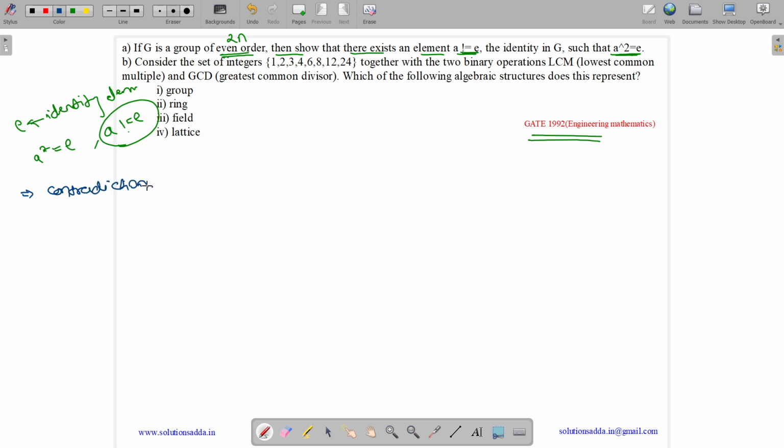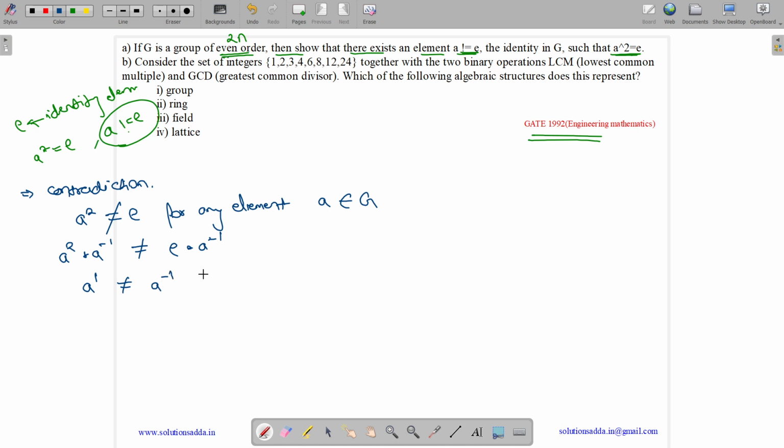Assume that there doesn't exist any element such that A square equals E, which means A square is not equal to E for any element A belonging to our group. Then what is the meaning of A square not equal to E? Let us multiply A to the power minus 1 on both sides. So A is not equal to E into A to the power minus 1, which means A to the power 1 is not equal to A to the power minus 1, for a non-identity element A.